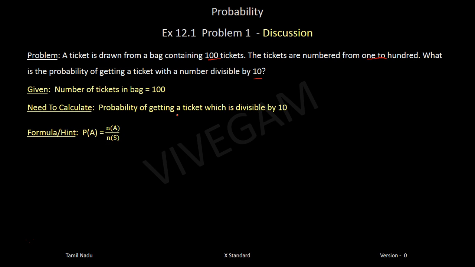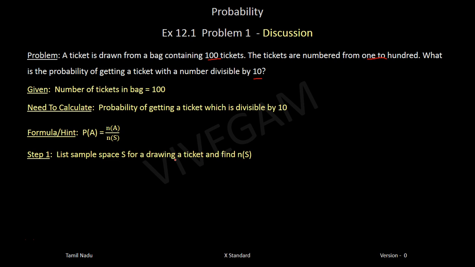Next, what is the formula? Probability of an event A equal to n of A divided by n of S. What's step 1? List the sample space S for drawing a ticket and find n of S. So first thing we need to do in all this probability is find the n of S, right? How many possible outcomes are there?